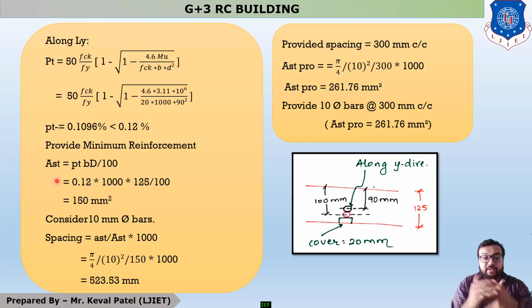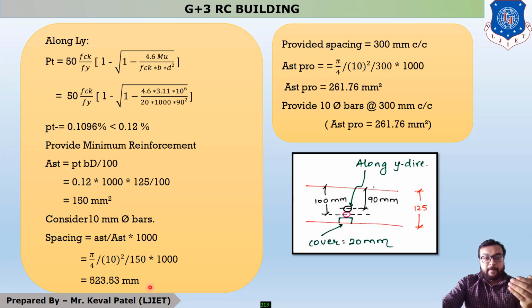After finding out the capital AST, the next step is to find out spacing. Now, what is the equation of spacing? The equation of spacing is small AST divided by capital AST into 1000. Now, the value of small AST is 78.53 divided by capital AST which is 150 into 1000. So you will get your answer 523.53.